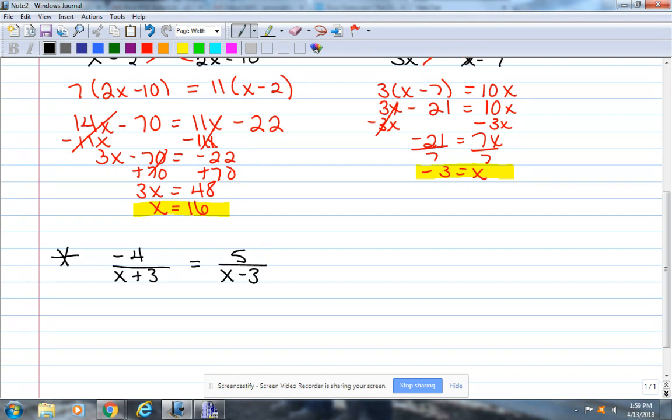I got a question. It might sound dumb, but when I multiply, don't I put negative 4 times negative 3? Yeah. It's negative times negative, which is a positive.